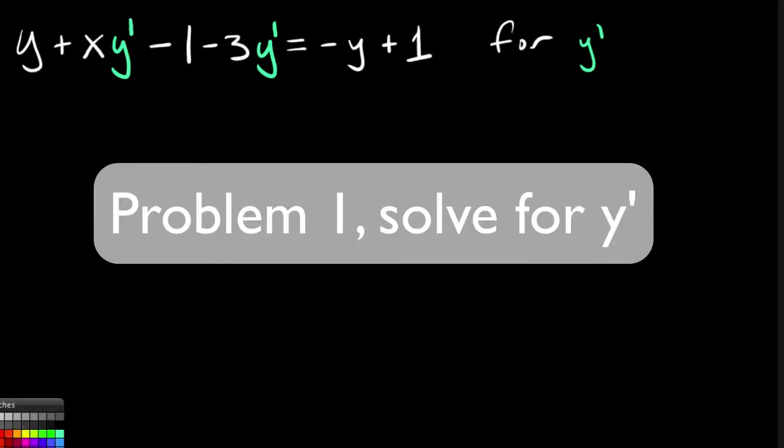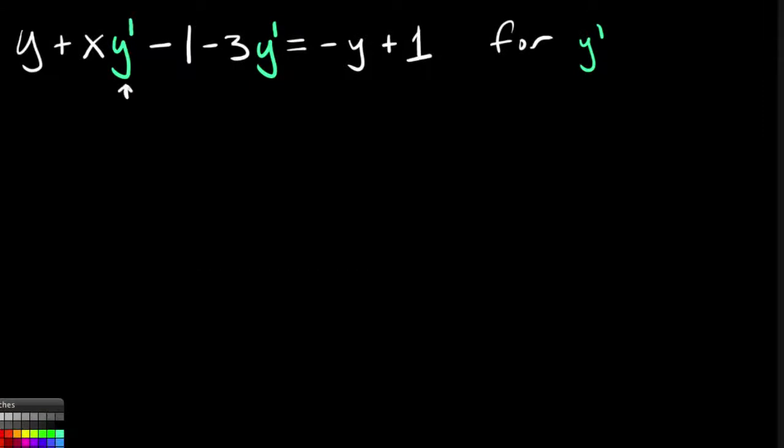Okay, so here we're trying to solve for this guy, which we're calling y prime. The first thing we want to do is every term that doesn't have a y prime in it is going to get moved to the other side. So we're going to move the 1 over, and we're going to move the y over. So we're going to subtract y and then add the number 1 to the other side.